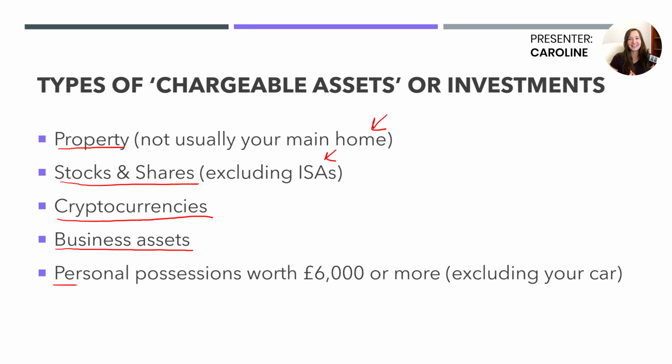And of course, personal possessions worth £6,000 or more. So if you have personal possessions under this amount and you've just sold your own stuff and it's not that much money, then you don't have to calculate any kind of gain on that. And of course, this excludes your car. So those are some examples of the types of investments or chargeable assets that would be subject to capital gains tax to give you a better idea.